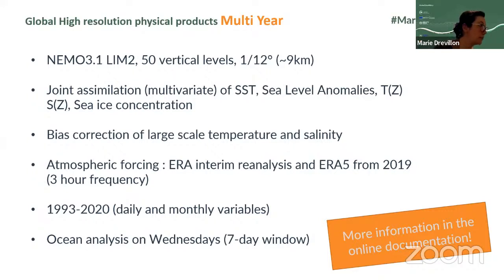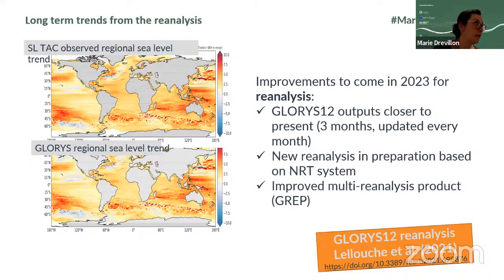The assimilation is basically the same, with a bias correction of large scale temperature and salinity too, and the same type of assimilation with the same type of data. But the atmospheric forcing is an atmospheric reanalysis from ECMWF, ERA-Interim, and then ERA5 starting from 2019, with a 3-hour frequency. As I said, we cover the altimetric era starting in 93, and daily and monthly variables are available. The data assimilation is also done using 7-day windows every Wednesday. You can find more information on this reanalysis in this article from Lellouche et al. in Frontiers. The DOI is here.